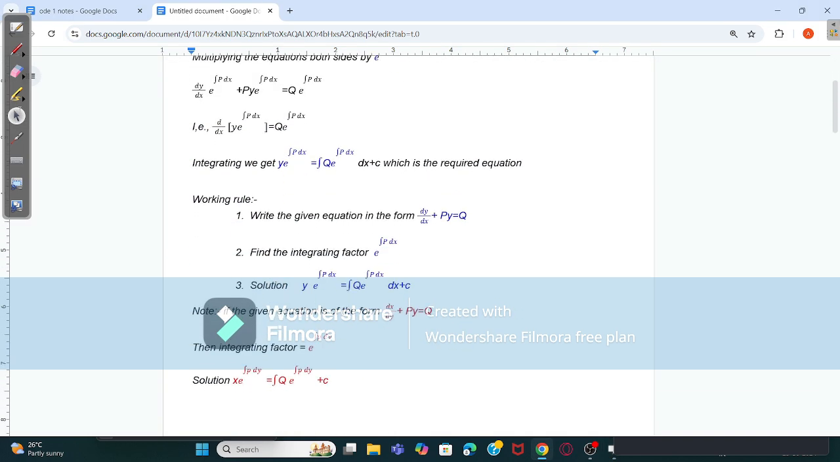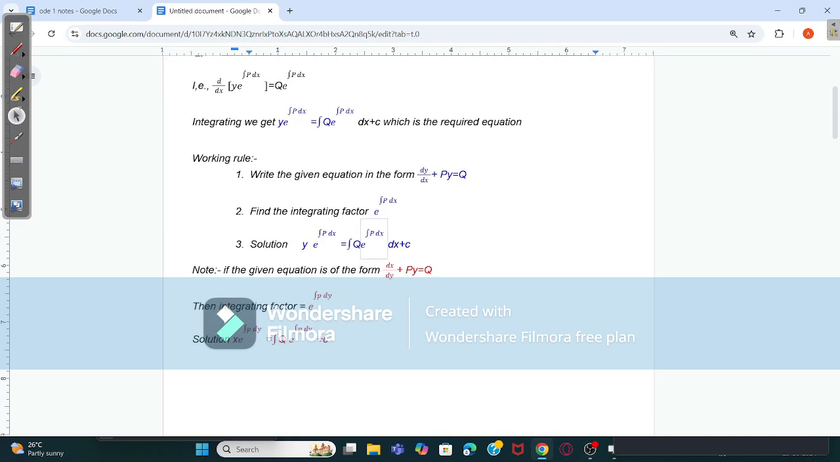Write the given equation in the form dy/dx + Py = Q. Find the integrating factor, e to the power integral P dx. Now this is the solution which has been formed here: y times the integrating factor equals the integral of Q times the integrating factor, plus c.